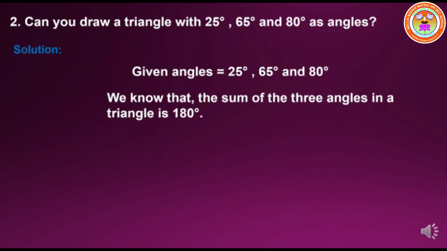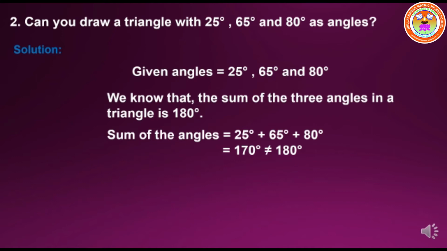So, what we are going to do? We are going to add the three angles. Therefore, the sum of the angles is equal to 25 degrees plus 65 degrees plus 80 degrees. Now, adding all the three angles, I find that it is equal to 170 degrees.